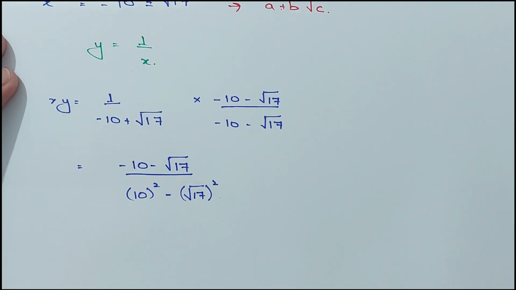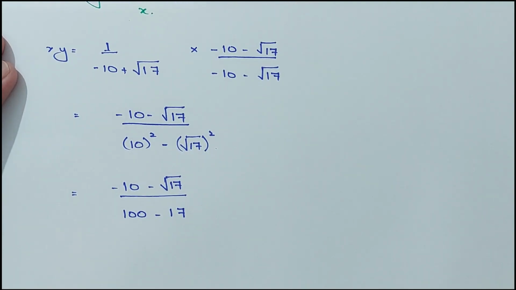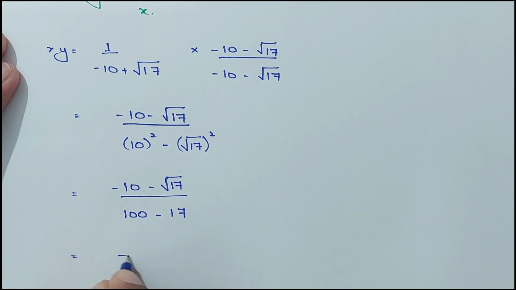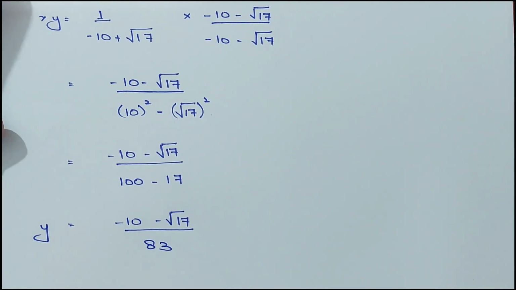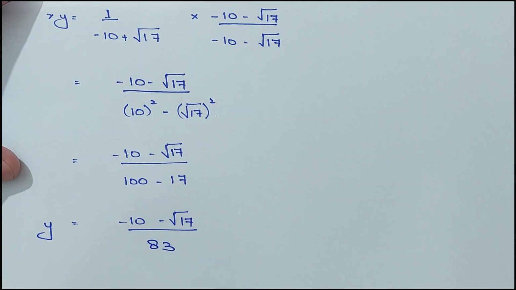Okay, so that is going to be minus 10 minus root 17 divided by 10 squared, which is 100, minus 17. From 100 take away 17 would be 83. So minus 10 minus root 17 over 83. This would be the y value when I substitute it with a positive, right? And when I substitute with a negative, this would be positive, right?